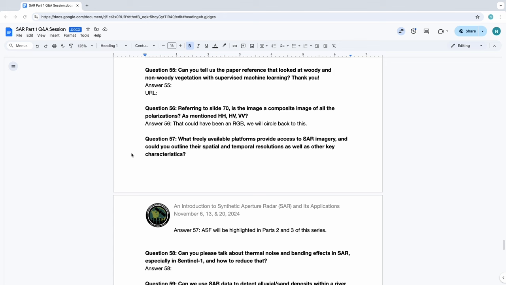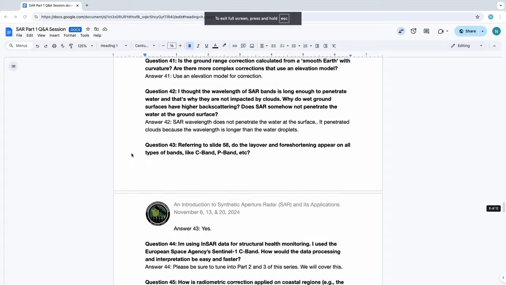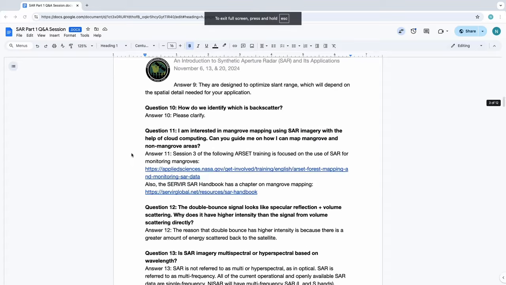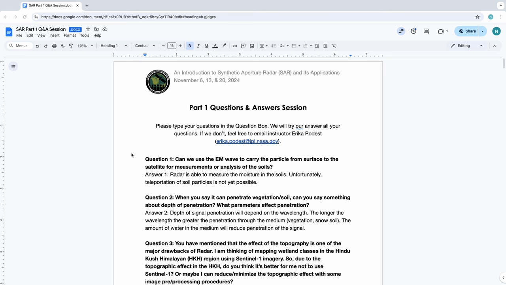We will have another great session next Wednesday on InSAR, Interferometric Synthetic Aperture Radar, and then a third session on the 20th on the capabilities of the Alaska Satellite Facility. So what sort of SAR data they have and the amazing resources that they have on their portal.